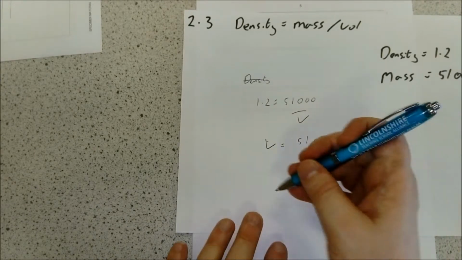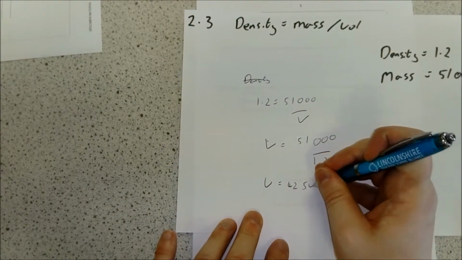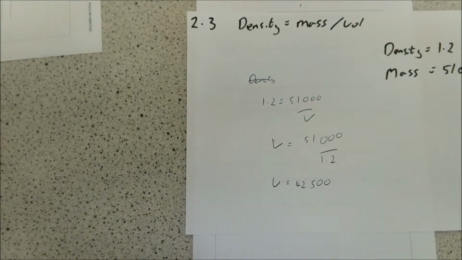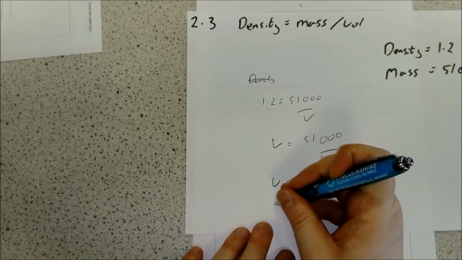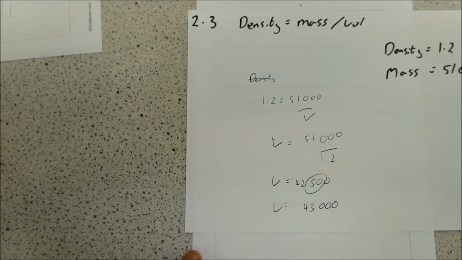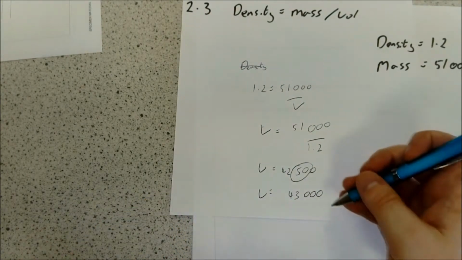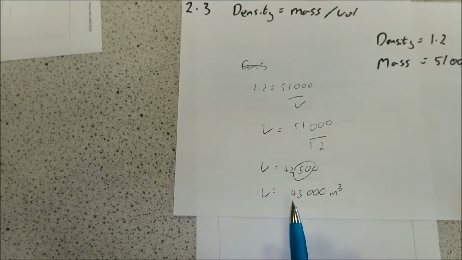So that then works out as volume is equal to 42,500. Remember, it's asking for it to 2 significant figures, so we're going to have to do something about that. So volume must be equal to 43,000. And remember, your volume is always given in metres cubed. So your final answer will be 43,000 metres cubed.